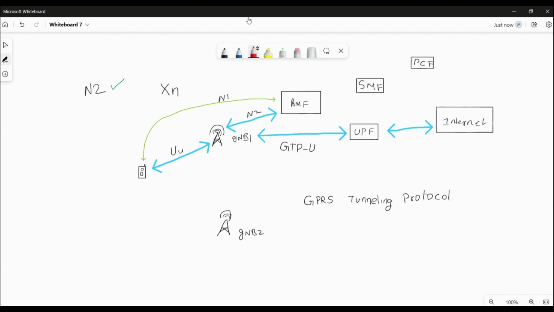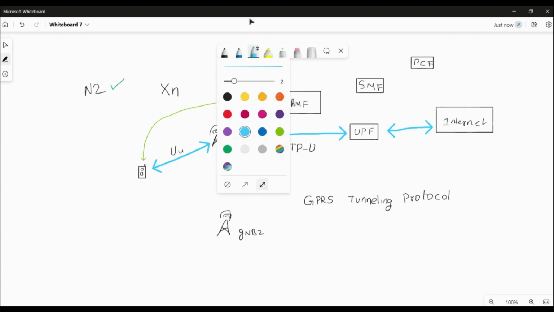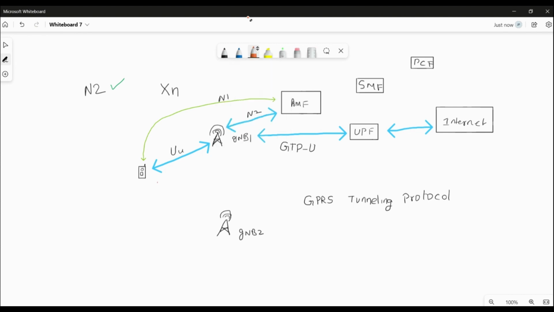And I would like to have a connection to this one. Let's call it red. In this fashion, I would like to have it. And I would like to have a different AMF also. The connection between these two, and this handover is called the Xn handover.